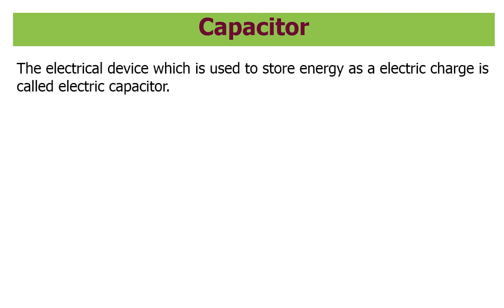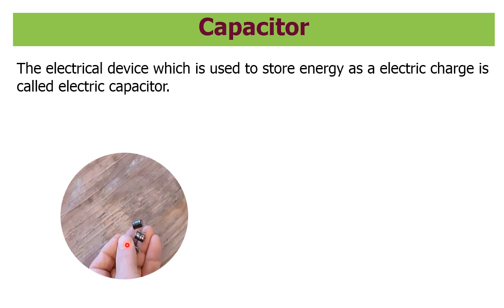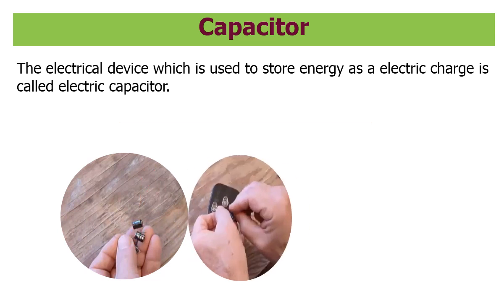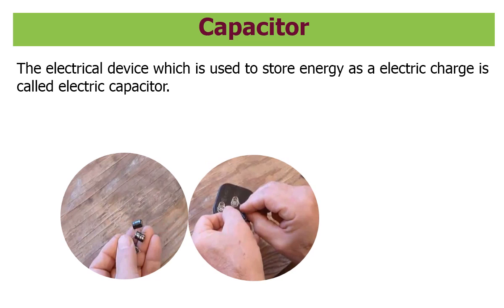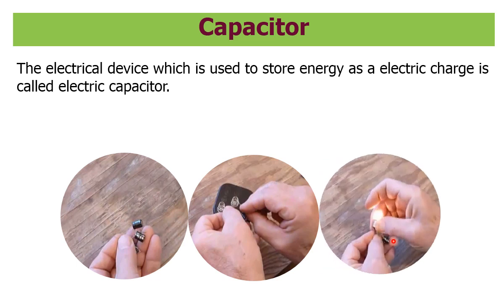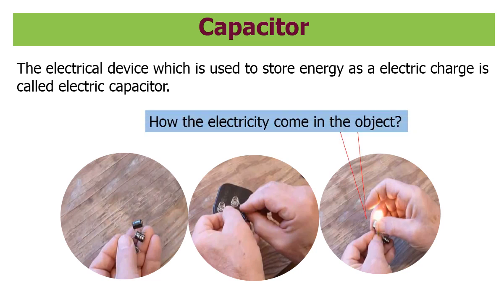Capacitor: the electrical device which is used to store energy as an electric charge is called an electric capacitor. Here you can see a capacitor. There is no electricity in a capacitor, and when the capacitor is connected with the source, at that time the capacitor will receive energy from the source, and when the capacitor is connected with the bulb, at that time the bulb will be lighted. The capacitor gets energy because the capacitor stores energy as an electric charge, that is why the bulb is lighted.